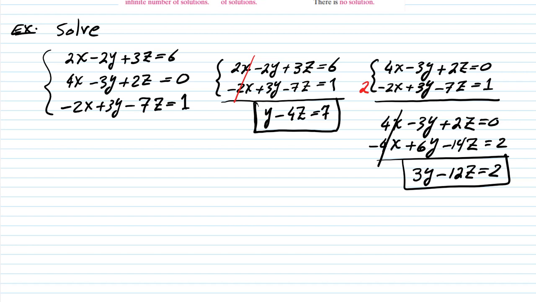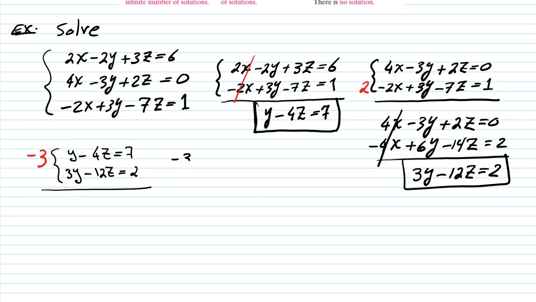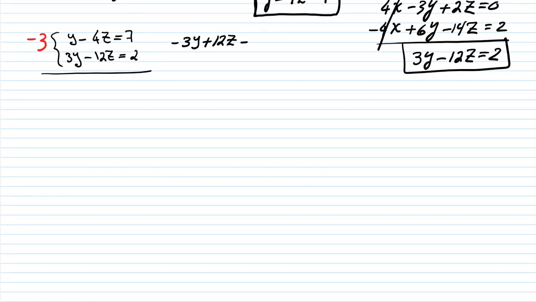Okay. So what do we do next? Well, next we're going to pair these together. Once we eliminate x, we manage to reduce the system to 2 equations and 2 unknowns. The 2 unknowns are y and z. 3y minus 12z equals 2. Again, you can eliminate y or z, whichever you choose to. Suppose I want to multiply the top by negative 3. I'm trying to eliminate my y. So the top equation is now negative 3y plus 12z is equal to negative 21. And then the bottom equation is 3y minus 12z equals 2.